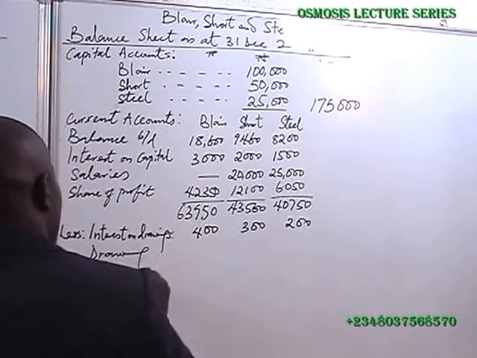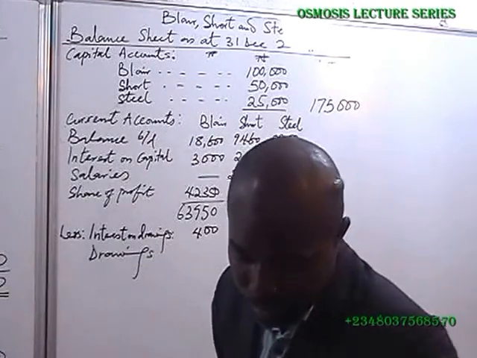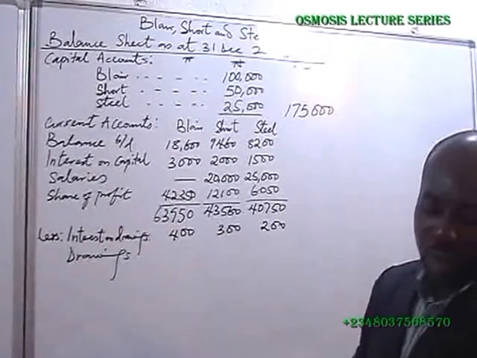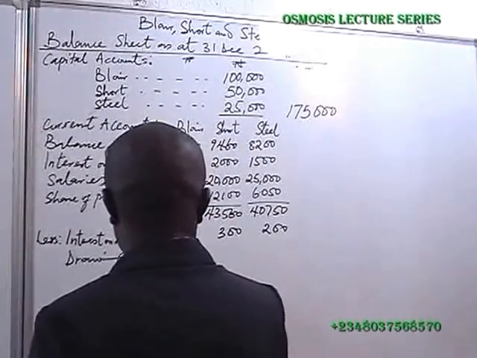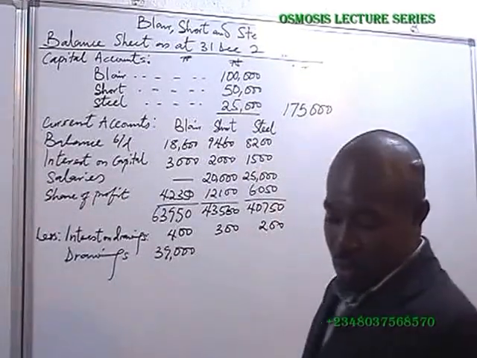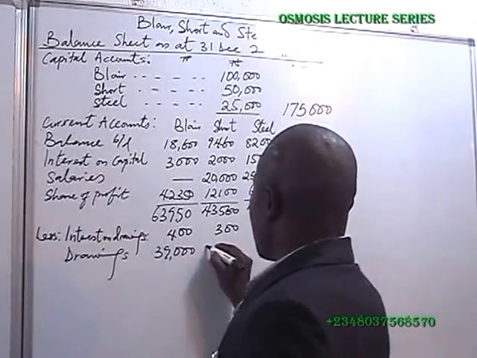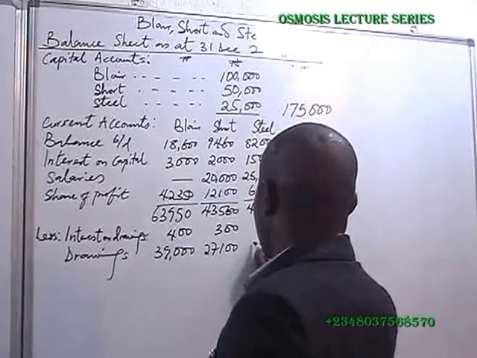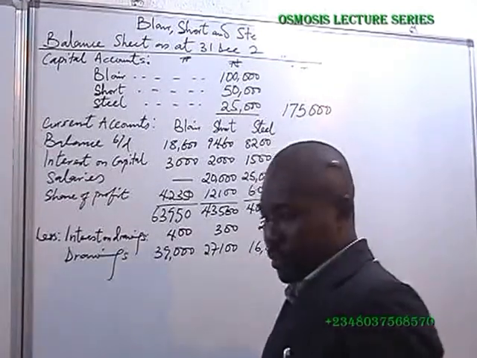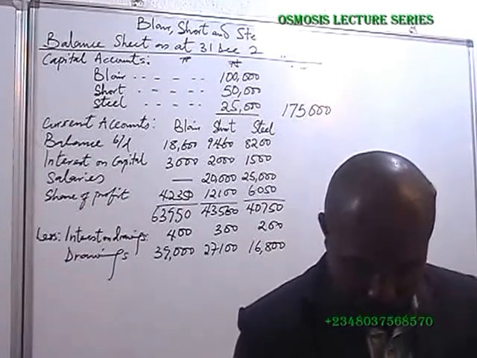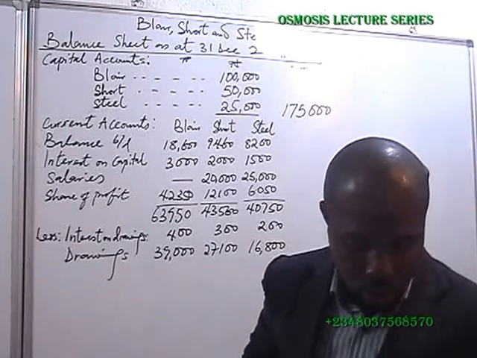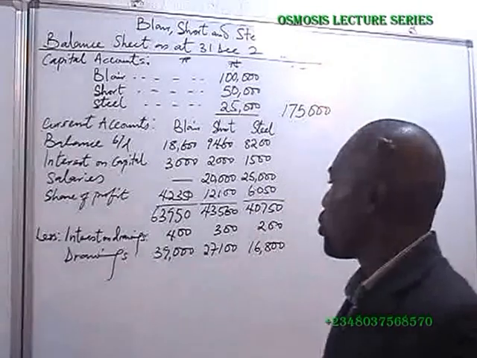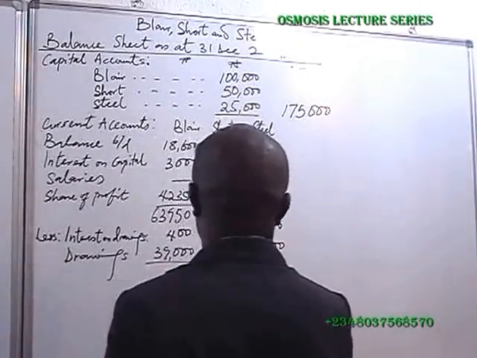Then another thing we shall less is what? The drawings. From the question there, we have drawings. If you look at the question there, you are going to see drawings. Blair is 39,000. Short is 27,100. And Steele is 16,800. So these are their drawings. After we have recorded their drawings, then we are going to less and get the balance of their current account.